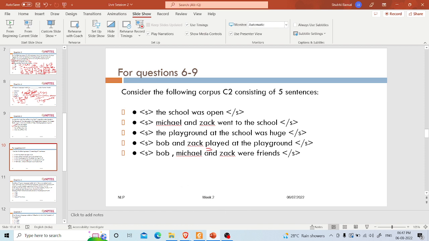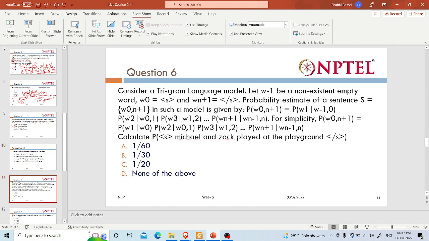Okay. So the next sentence is the playground at the school was huge. Fourth sentence is Bob and Zach played at the playground. Fifth is Bob, Michael, and Zach were friends. So given these sentences, you are to solve these questions.